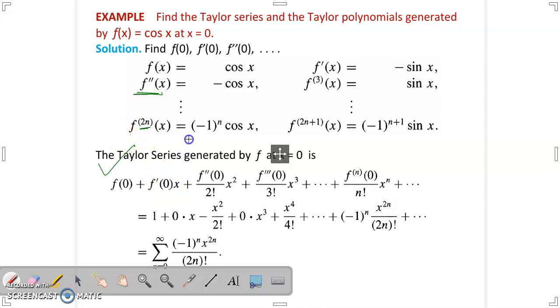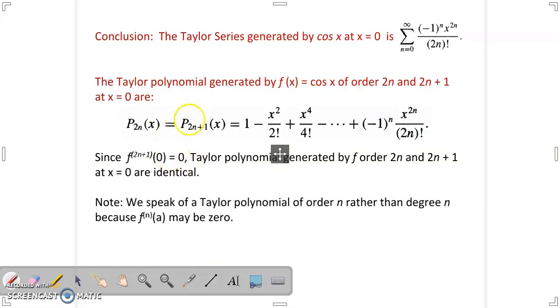And when you substitute x is equal to 0 in the 2nth derivative, this term is going to contribute. And when you substitute 0 in the 2n plus 1th derivative of f, this will be 0 and is not going to contribute, and you see these zeros coming here, right? All the odd power terms of x are 0 and you have only even powers, x to the power 2n, right? So we conclude that the Taylor series generated by cos x at x is equal to 0 is this series.